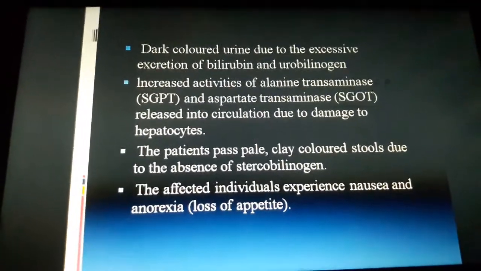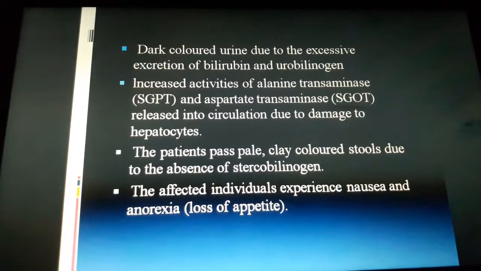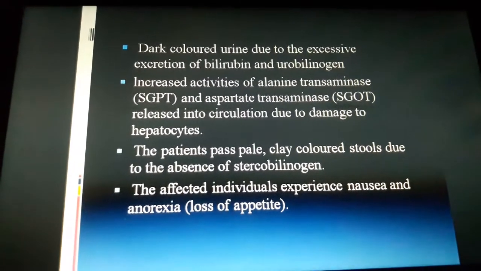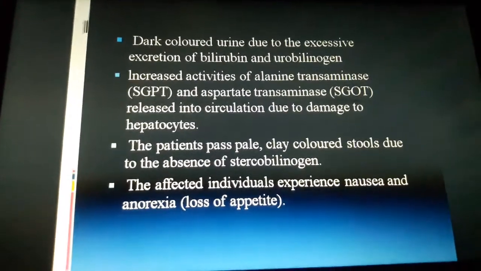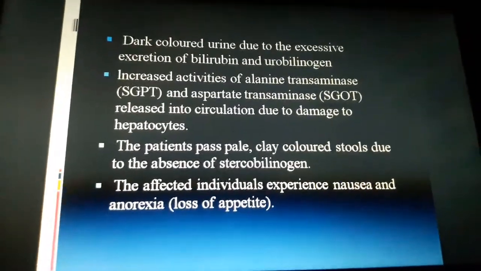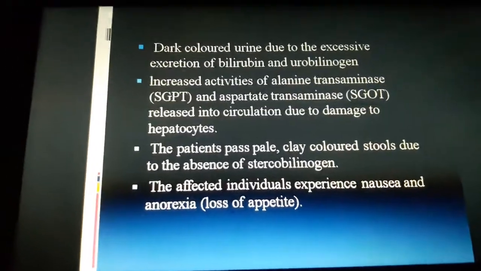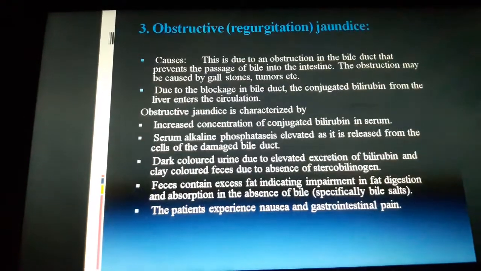The patients pass pale clay colored stools due to the absence of stercobilinogen, and affected individuals experience nausea and anorexia, that is loss of appetite.